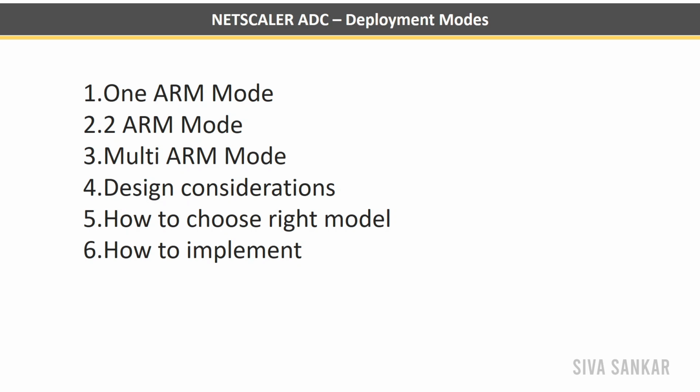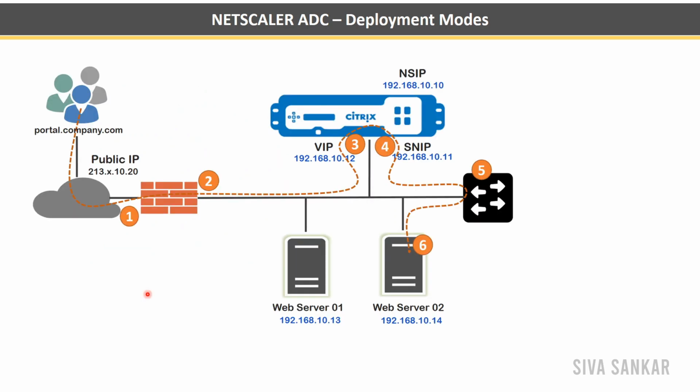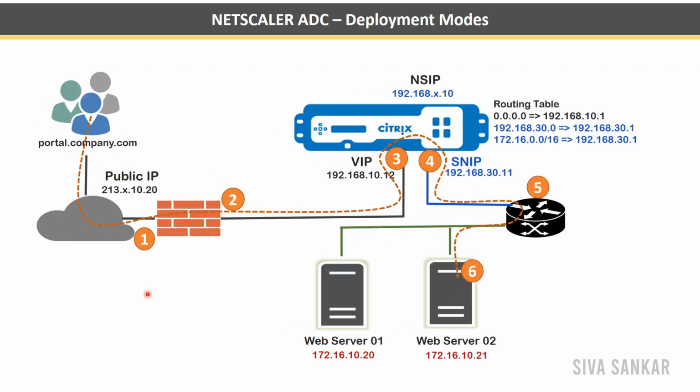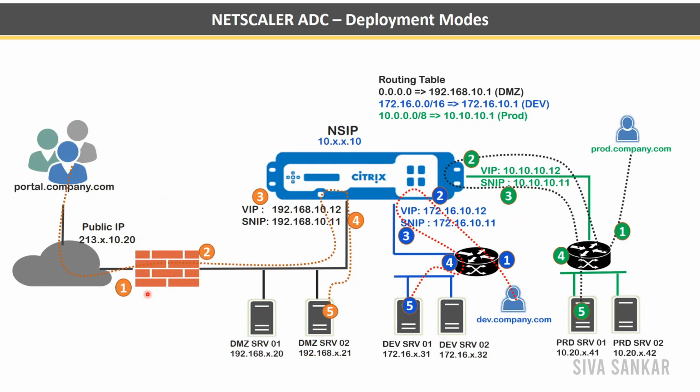So in short, by the end of this video, you will know what a one arm mode is. This is what one arm mode looks like in Netscaler. You will know the complete details, how to design, and how the traffic flows. This is how the two arm mode works. And by the end of this video, you will know this, and this is called the multi arm mode. So let's jump straight in.